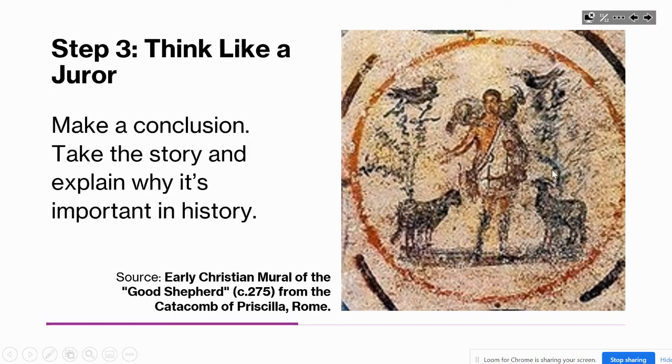The last step is to think like a juror. We have to make a conclusion. We have to make a judgment and take the story and explain why this is so important. So based on what we know so far, why was it so important for someone to paint on a wall, which is a mural, and paint a picture of what they felt Jesus would have looked like, or is considered the Good Shepherd?